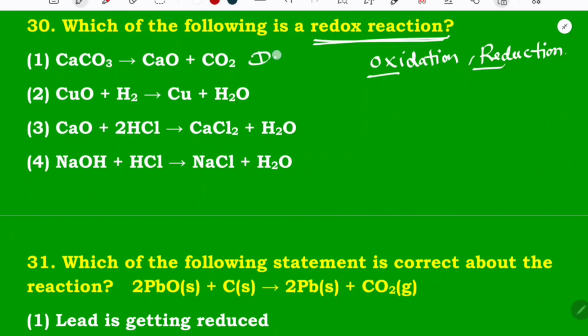Decomposition reaction. The first one is a decomposition reaction. We can skip it. And the second one, just observe.